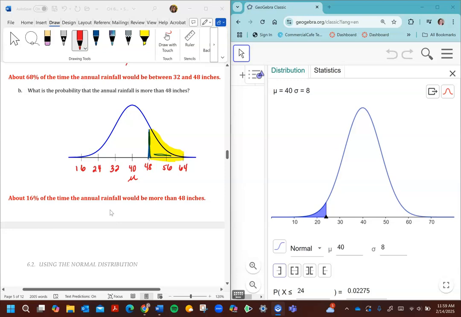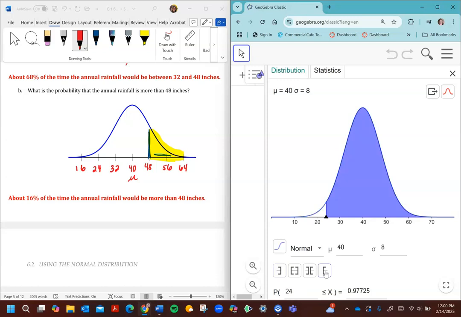If I want to do this problem B, more than 48 inches, then I'm going to leave the same mean and standard deviation because that's the same problem. It's just varying what the inches are. But I also have to change how this looks. I'm going to do the right-sided, and I'm going to change the number as well to, we were looking at more than 48 inches. So we pop in 48 inches. And we had about 16% using the empirical rule.